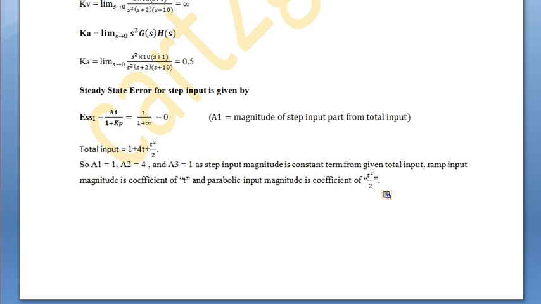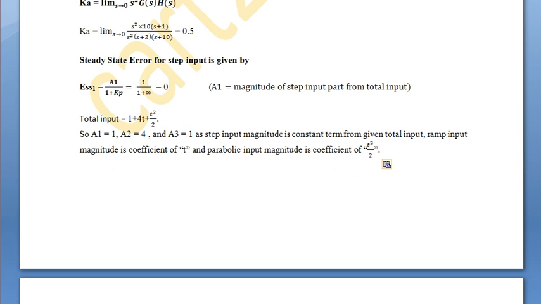Now moving on to the steady state error for step input, ESS1. It is given by A1 upon 1 plus Kp. From where did we get this value for A1? A1 is the magnitude of the step input part from the total input. As I told earlier, this R(t) equals 1 plus 4t plus t square by 2 is our total input, right? So consider this equation.